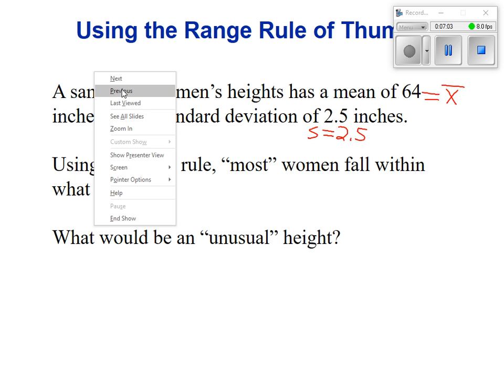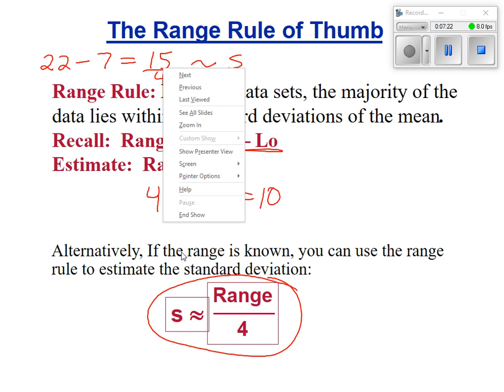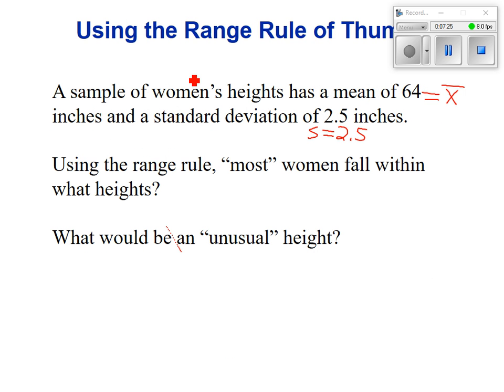If we go back to this, and we did this last time, we know the standard deviation this time, so all you're going to do is take 4 times 2.5, and that gives you 10. So you're saying most women fall within 10 of that mean, of that X bar, all right? Now where you've got to be careful is they said the mean was 64. Well, we want to be within 10 of that. Does that mean I go up 10 on this side and down 10 on this side?